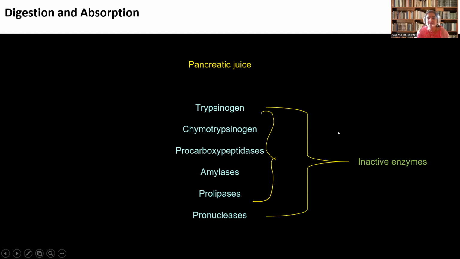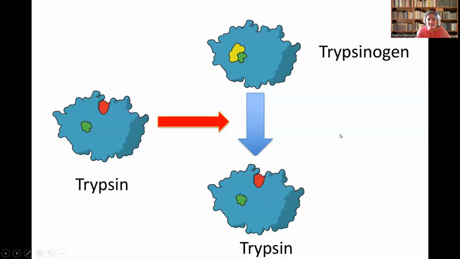So when the pancreatic juice is releasing the enzymes, all these inactive enzymes are also released. They have to be converted into active enzymes. So trypsin, which is released as inactive trypsinogen, also has to be converted into active trypsin. Similarly, all the other enzymes. So we will see the different reactions here.